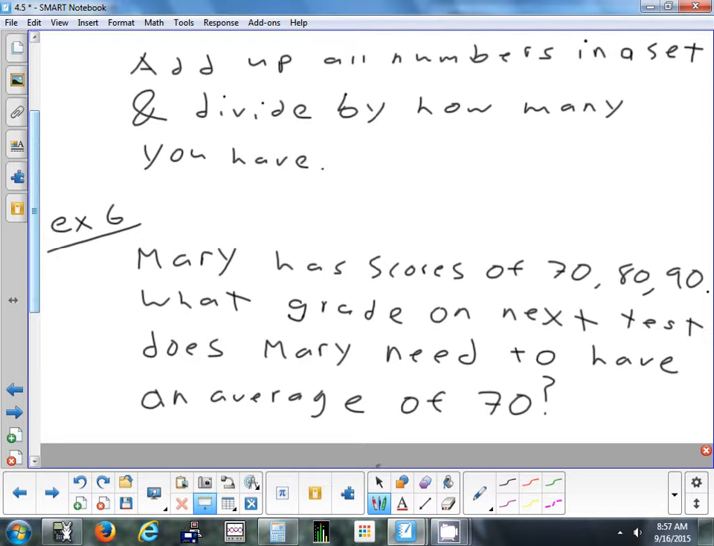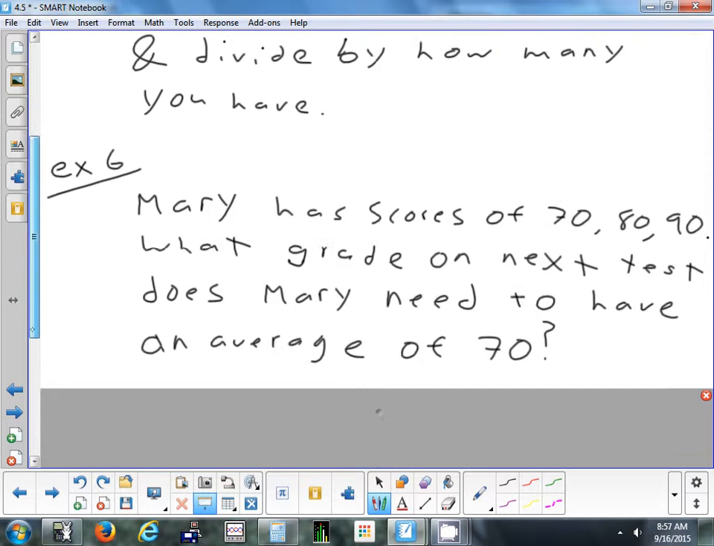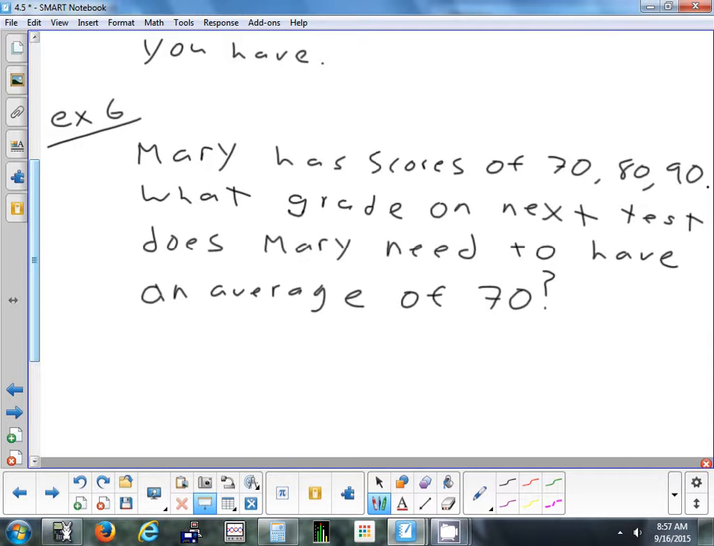So right now she's taken 3 tests. Those are her grades. She's got one more test to take, and she wants to make sure she has an average of a 70. So that might be the kind of thing you want to know. You know, like, Mr. Hager, these are my test grades. What do I have to get on the last test to make sure I get an 80 or a 70 or whatever it happens to be? All right, so let's see if we can figure this out.